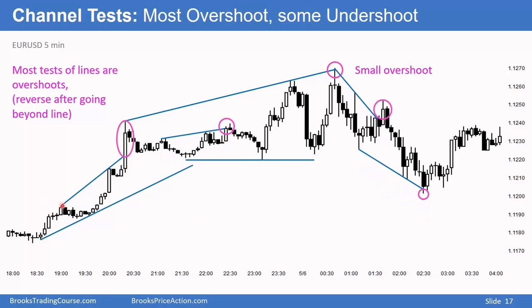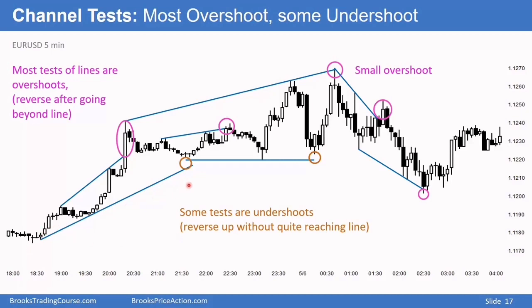Examples of overshoots: I can draw a line, the market went above, reversed down. I can draw a line above, a bear trend line, went above, reversed down. A bear channel line broke below, reversed up. So these are all overshoots. That is common. But sometimes you get undershoots.